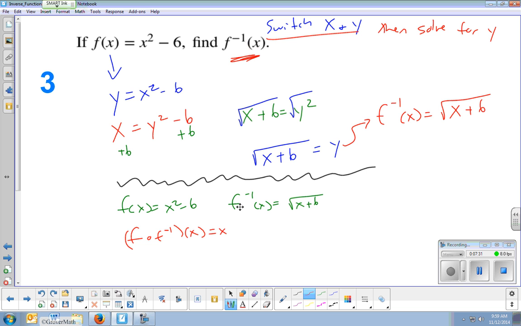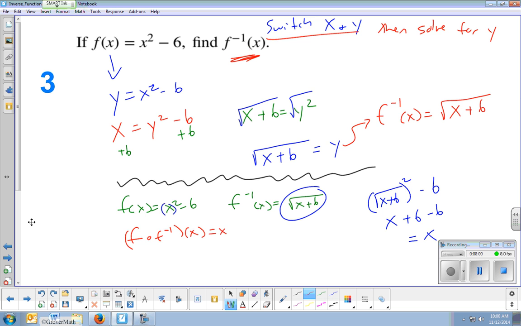And so if I were to plug f inverse, which is this whole expression, into f, into the input spot for f, which means replace my x with what I'm plugging in, I would end up with the square root of x plus 6, that's my input, squared minus 6, and the square root squared gets rid of the radical. I just have x plus 6 minus 6, which simply equals x.